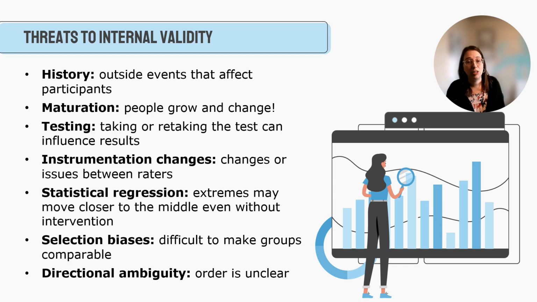And finally, there's directional ambiguity. Sometimes the order is unclear. We think A causes B, but actually B causes A. And so that can be another threat to internal validity.